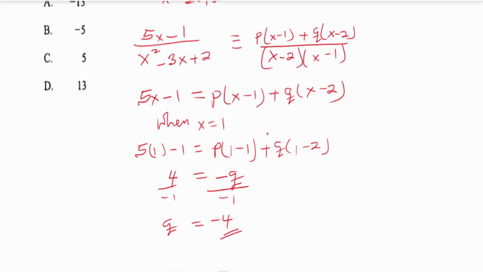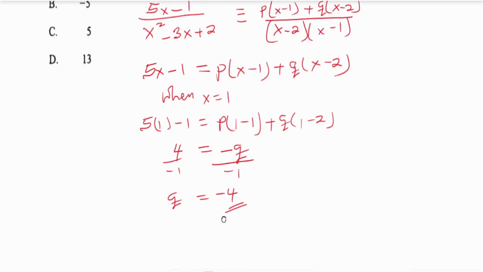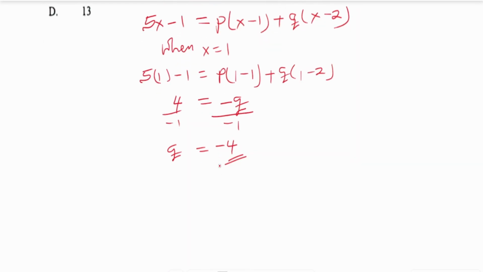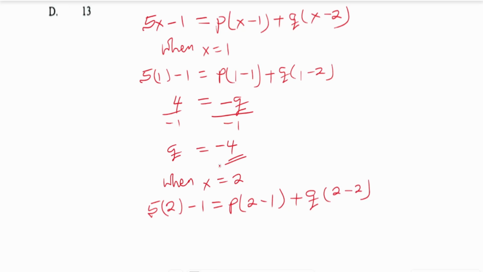Then now we are going to cover up the q, so to speak. And that will be by making x to be 2. So we say that when x equals 2, we're going to substitute into this equation. So 5 times 2 minus 1 will be equal to p multiplying 2 minus 1 plus q multiplying 2 minus 2. Then 5 times 2 is 10, minus 1 is 9, will be equal to 2 minus 1 is 1 times p is p, and then 2 minus 2 is 0 times q is 0. So that means that q is negative 4 and p is 9.